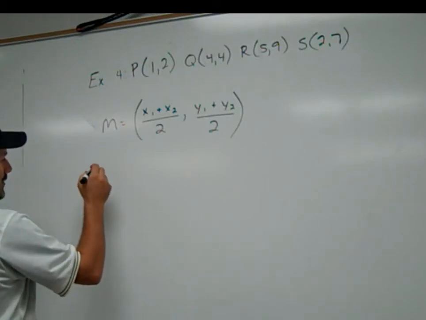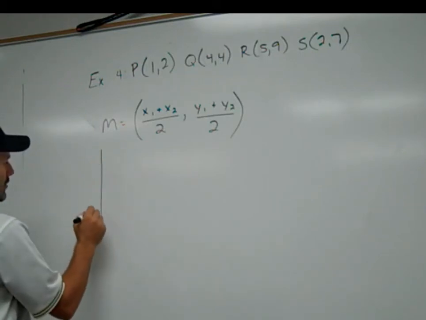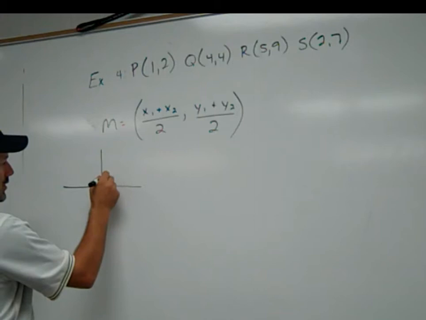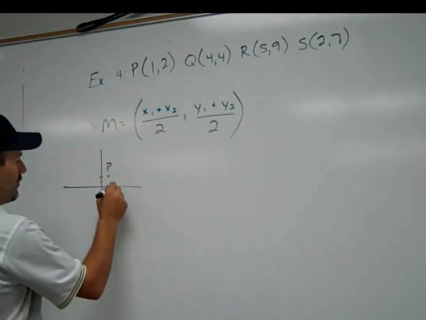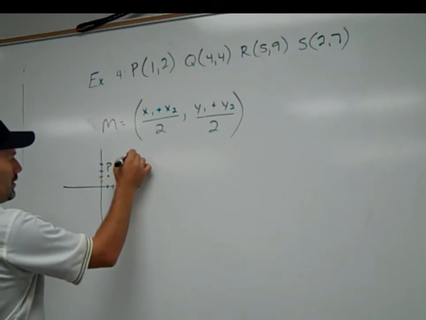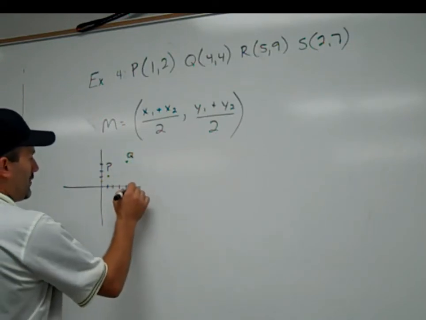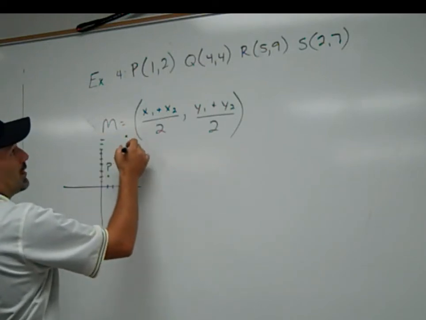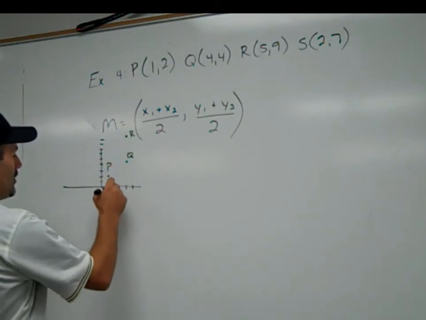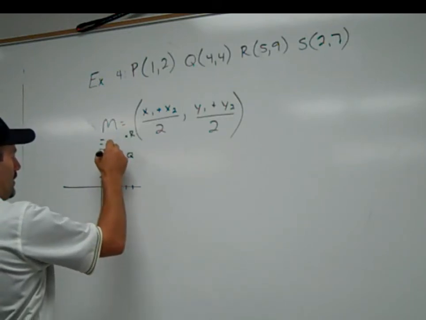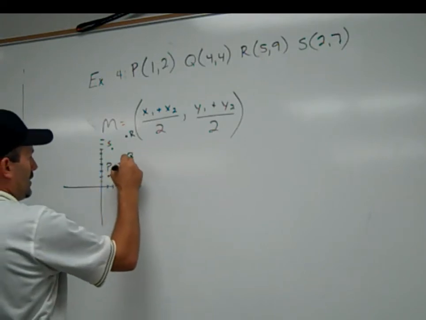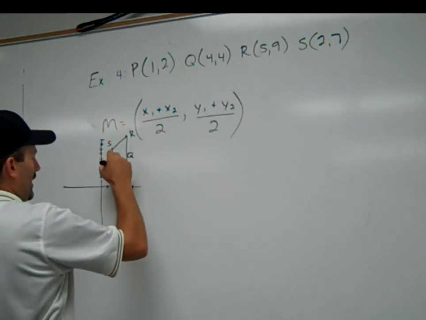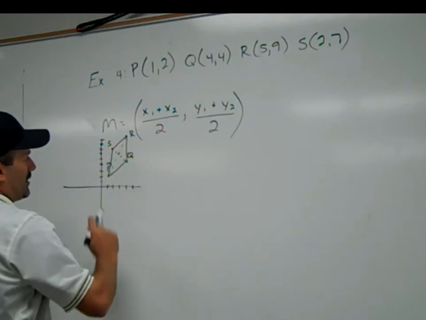Okay, here's example 5. It might give us a little bit better idea if we draw a sketch of what this looks like. So point P, just a rough sketch, is the point 1, 2. Point Q is the point 4, 4. Point R is the point 5, 9. And then point S is the point 2, 7. It doesn't really matter what type of quadrilateral we have. We're just connecting the endpoints to form the diagonals. So we're going to go from P to R, and then from S to Q.